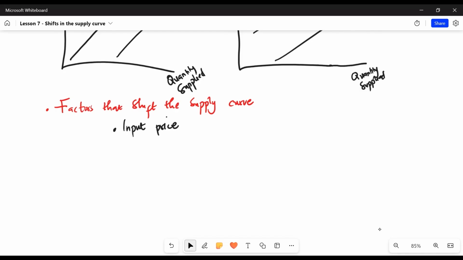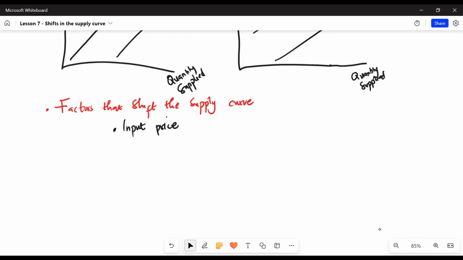Now, as a seller, your supply curve represents your marginal cost curve. So any factor that changes your marginal cost will shift your supply curve. If any market factor increases your marginal cost, then your supply curve is going to shift to the left, which will represent a decrease in supply. If any market factor reduces your marginal cost of production, this will increase your supply, which will shift your supply curve to the right.